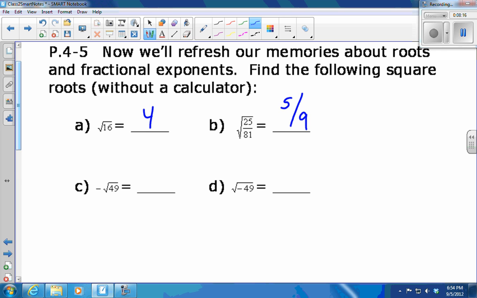The negative square root of 49. This one does not exist. You can't take the square root of a negative, but in this case, they want me to take the square root of 49 and just put a negative in front of it. So this one's -7. DNE is shorthand for does not exist. Yes, you can, but pretend you don't know that yet.